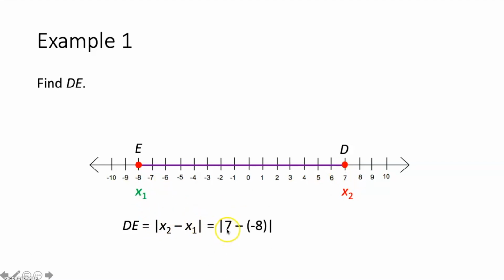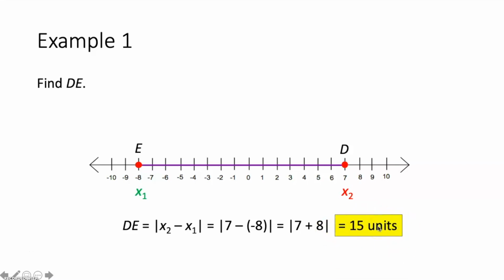We then simplify. What's 7 minus -8? That's the same thing as 7 plus 8. And the absolute value of 7 plus 8 is 15. The absolute value of 15, absolute value of a positive number, just stays positive. So your answer is going to be 15 units.